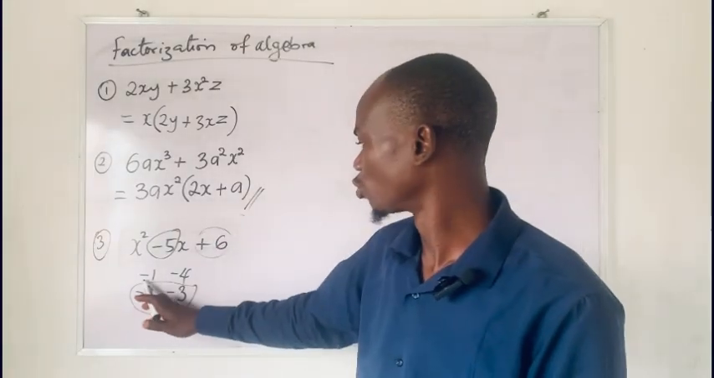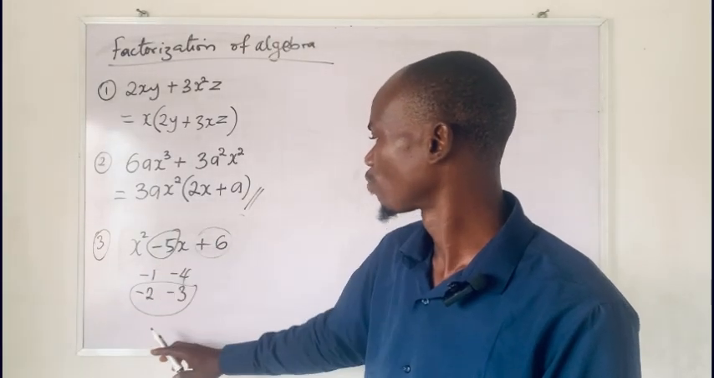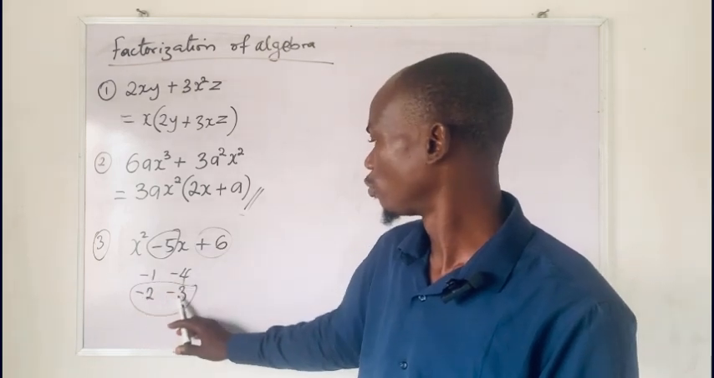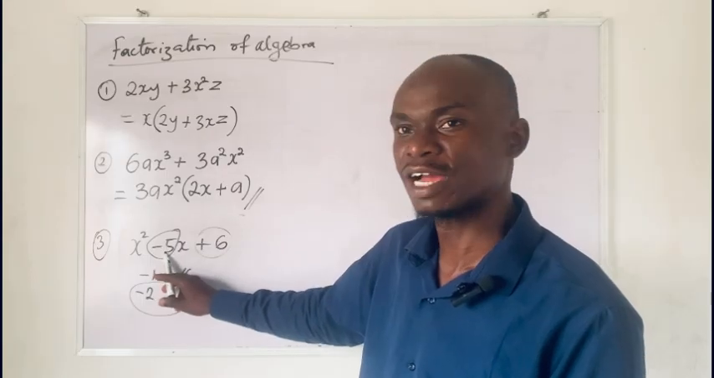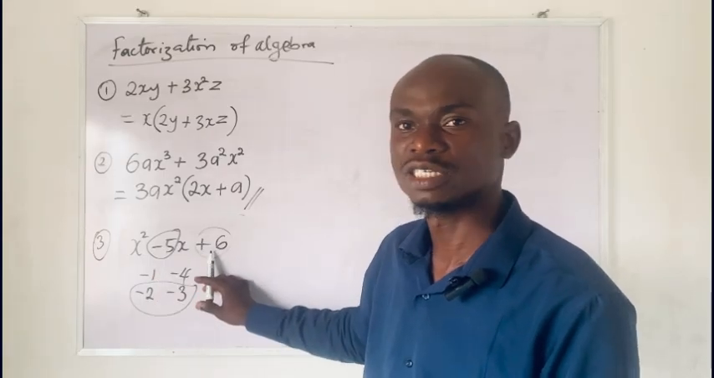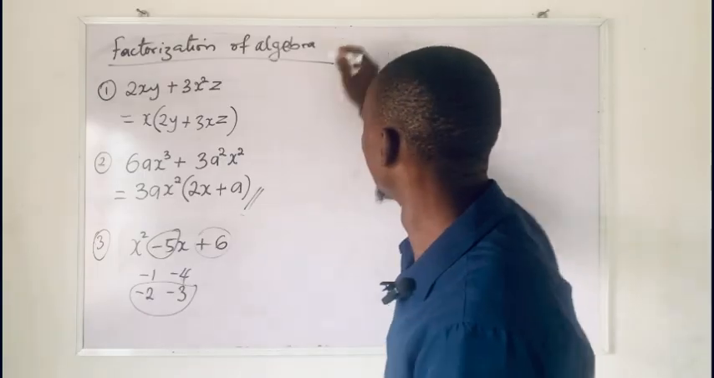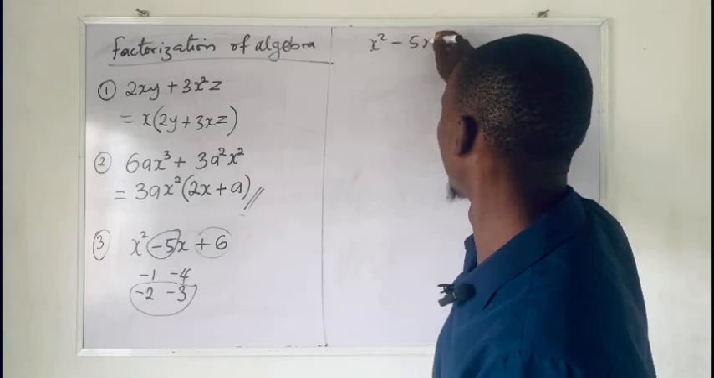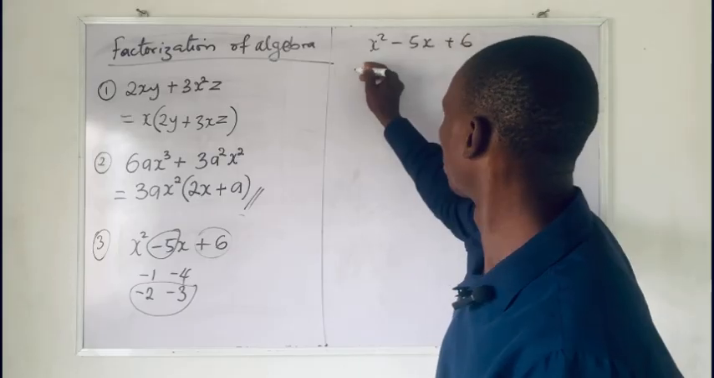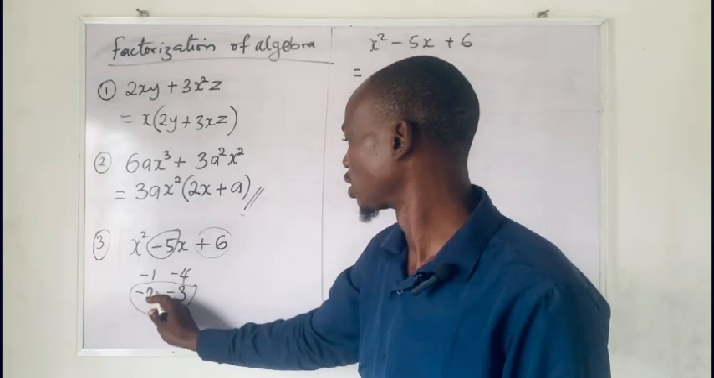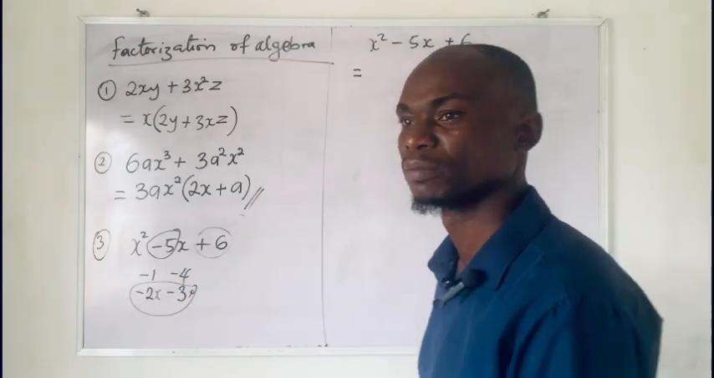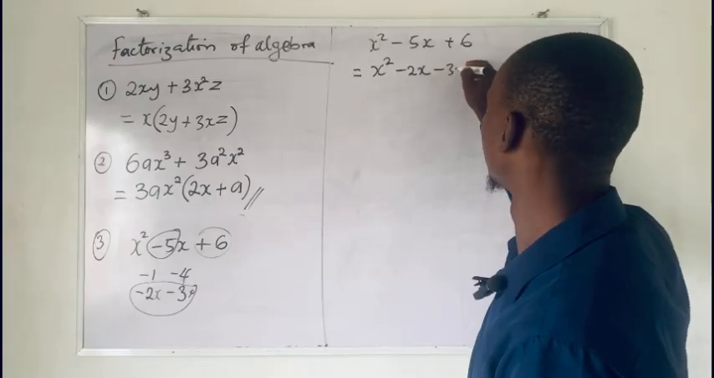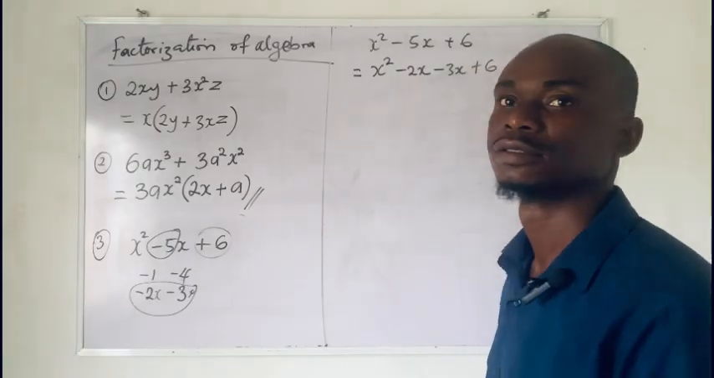So when you check, minus 1 minus 4 is minus 5, but when you multiply it, it gives you 4. Minus 2 minus 3 is minus 5, and when you multiply, it gives you 6. So this is what we need. So it means that we can now write our expression x squared minus 5x plus 6 as, you just replace the middle term, x squared minus 2x minus 3x plus 6.